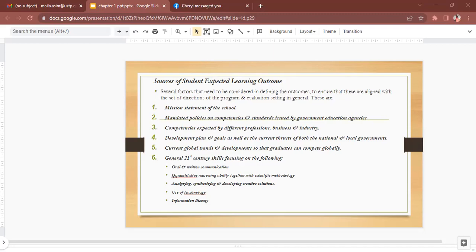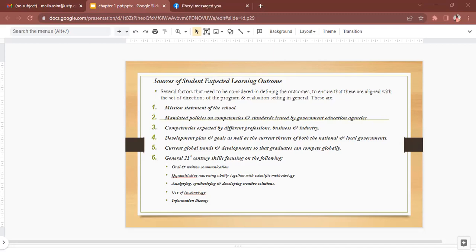And of course, the general 21st century skills, focusing on the following. Unsa yung ilang i-focus sa 21st century skills? Oral and written communication, the quantitative reasoning ability, the analyzing, synthesizing, and developing creative solutions, the use of technology, and the use of or being literate sa information. Those are the different sources of student expected learning outcomes. Based sa mission sa school, mandated policies, sa competencies, development plans, sa current global trends, sa 21st century skills.